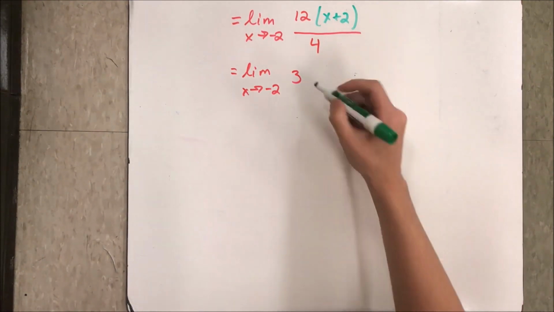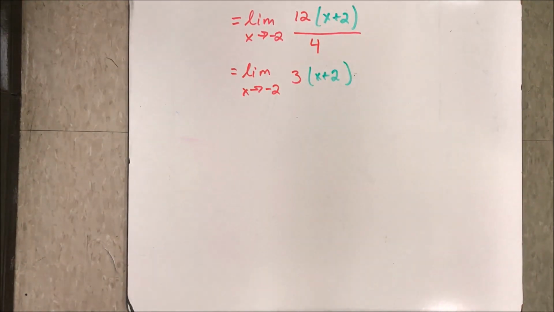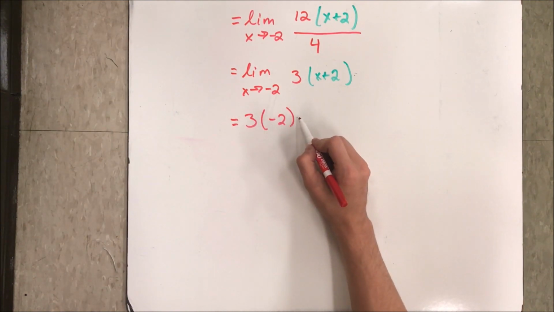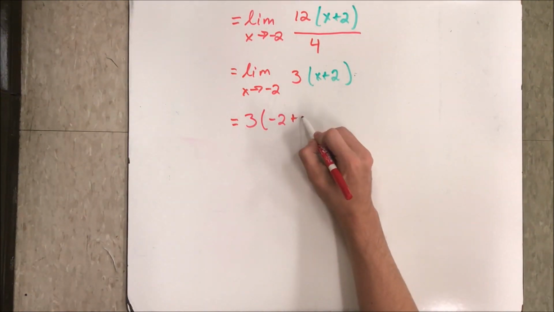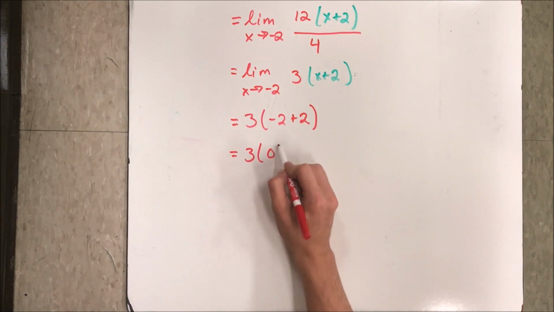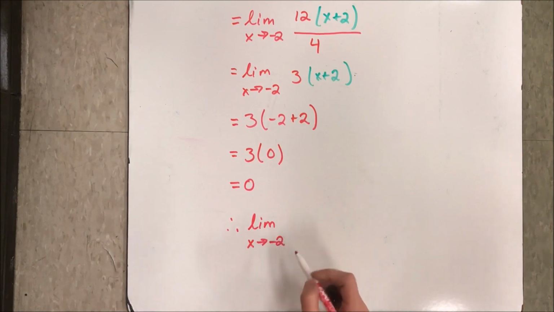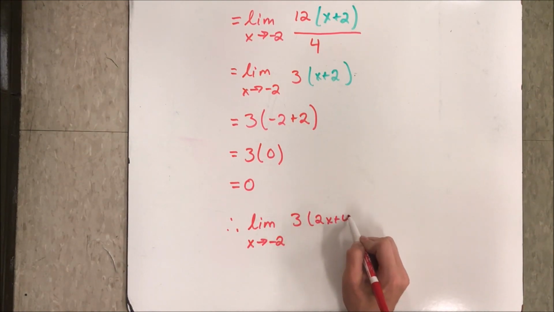Because the expression cannot be further expanded nor simplified, we can directly substitute negative 2 for x to get 3 times (negative 2 plus 2), which is 0. Therefore, the limit as x approaches negative 2 of 3 times (2x plus 4) quantity squared all over 4x plus 8 is equal to 0.